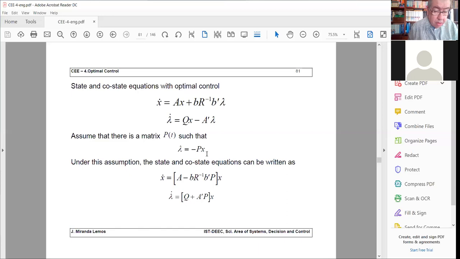Now, for this, what is the strategy? Let's eliminate lambda from these two equations. So where you have lambda, you put minus P x. So you have here lambda, so you put minus P x, so this becomes minus, and here P x. So you can put x in evidence, and you get this first equation here at the end of the slide. And also for the equation of lambda dot, you get Q x minus A transpose lambda. Lambda is minus P x, so this becomes plus A transpose P x. And you get this other equation.